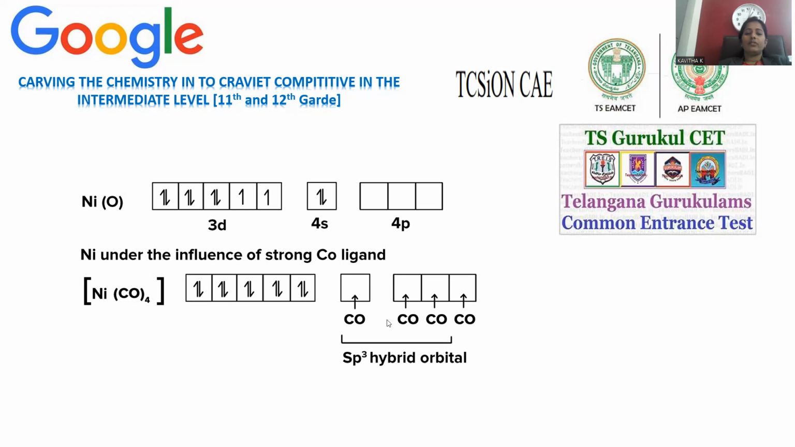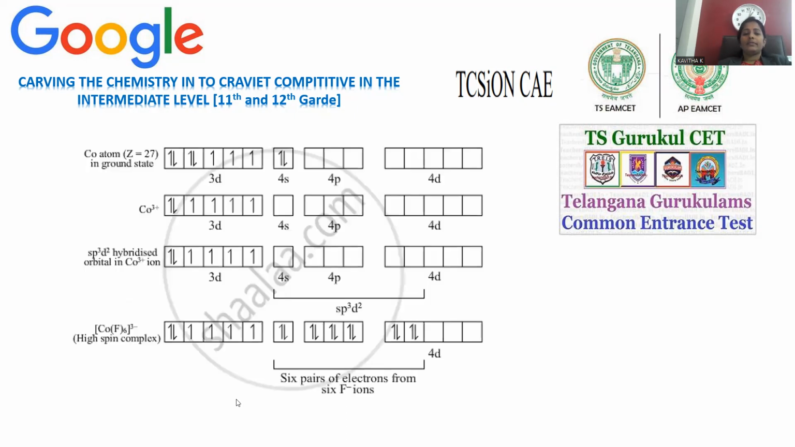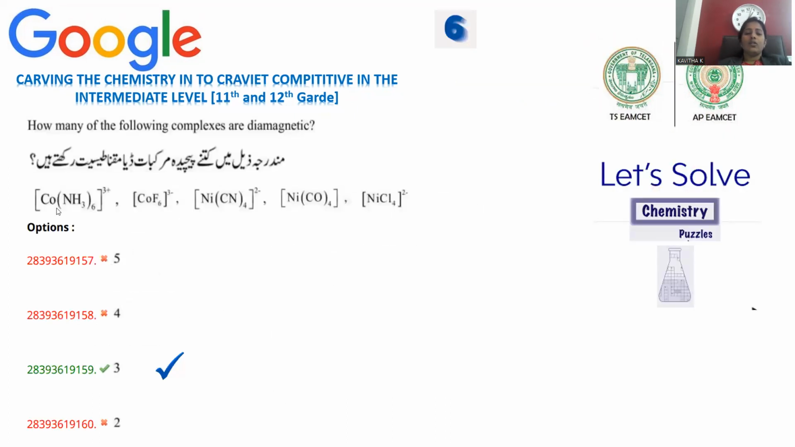and the s orbital and 3p orbitals are vacant in order to accommodate the electron pairs which are provided by the carbonyl ligands, so that all four orbitals got mixed up. sp3 hybrid orbitals will be generated. After the hybridization, if you observe, all the electrons got paired up, and it is an example of diamagnetic. We already noticed the cobalt hexamino complex, nickel tetracyano complex, nickel tetracarbonyl complex. These three are said to be what? Diamagnetic in nature.